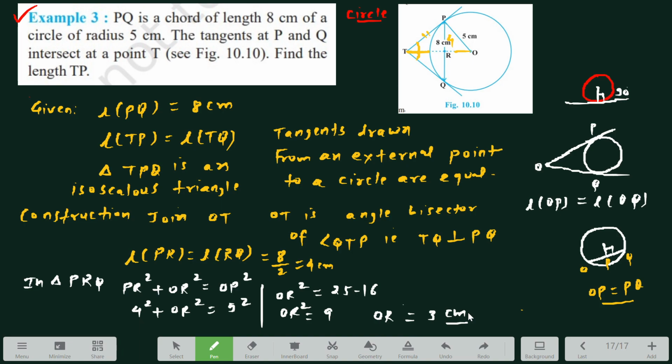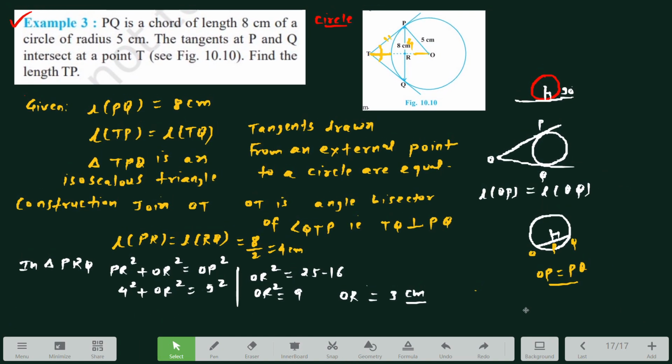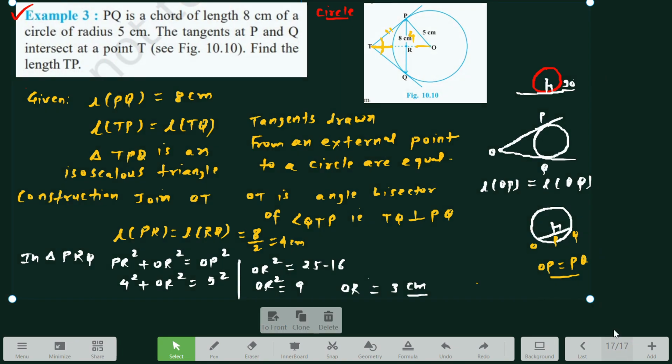Yes or no? Any doubt? Any doubt in this question? You can ask. Very important questions.